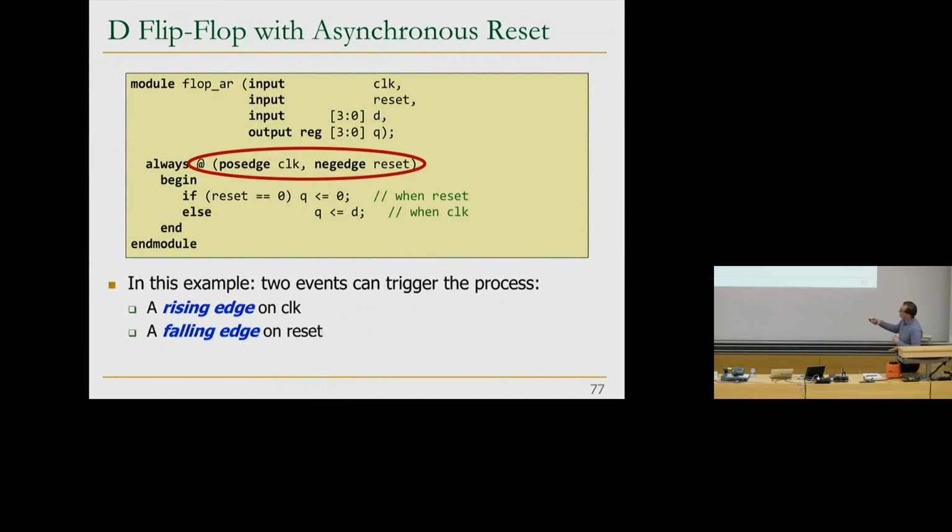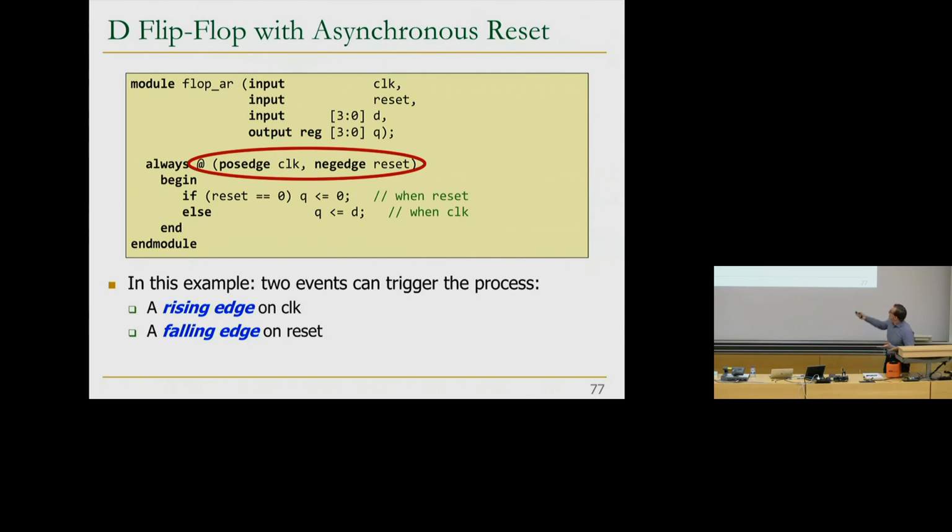Basically, two events can trigger the execution of the statement: a rising edge on the clock or a falling edge on the reset. Whenever the reset goes from 1 to 0, this gets triggered also. Now, what this does is, if the reset is equal to 0, it sets the value to 0. And you may want to use this to reset the flip-flop to zeros.